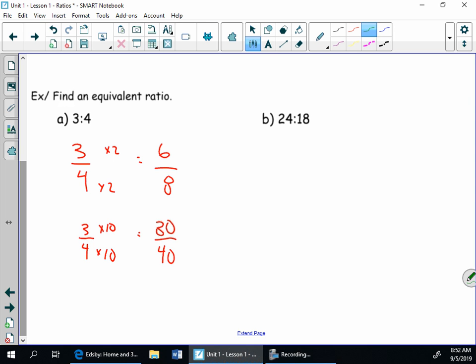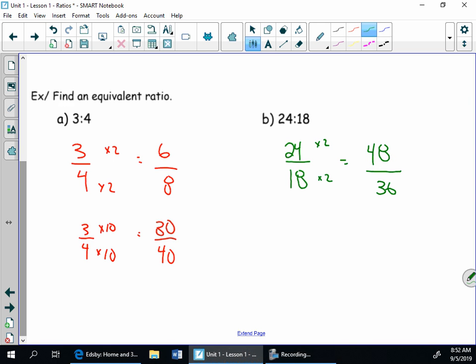Okay, try the next one yourselves. 24 to 18. See what you can come up with. Pause the video, give it a try. 24 over 18. Maybe I want to double that. That's the same as 48, if I times it by 2, over 36, if I times it by 2.